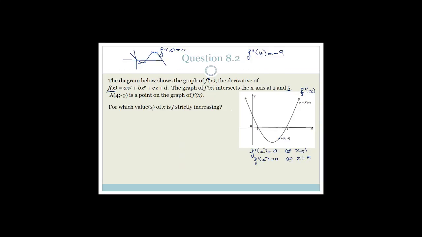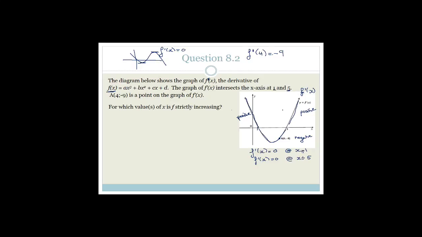Now it says, for which values of x is f strictly increasing? Okay, so this is a graph of the gradient. Do you agree over here the gradient is positive? Yeah, the gradient is negative here. And yeah, the gradient is positive again. The gradient is positive, then it goes negative, then it goes positive again.